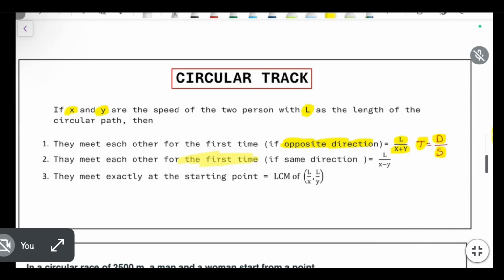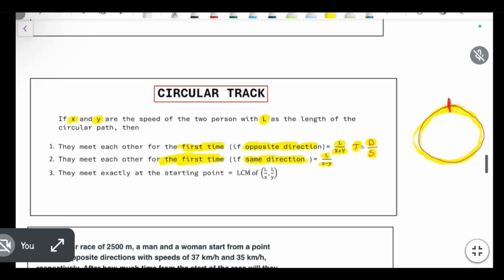they will meet for the first time. But remember, one is opposite and the other one is in the same direction. When they are traveling in the same direction, the distance is this one, and we know from the relative speed that if they are traveling in the same direction, the relative speed is subtraction. And they meet exactly at the starting point.